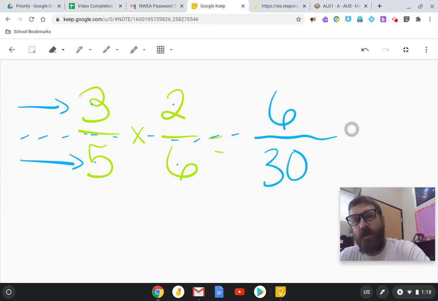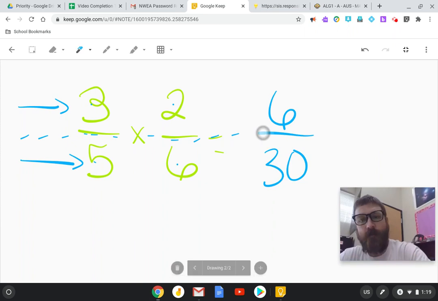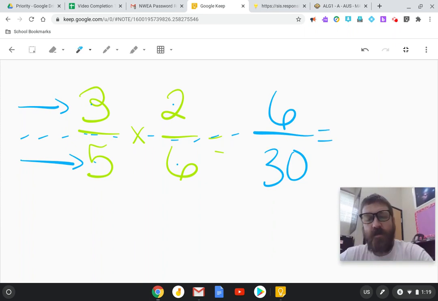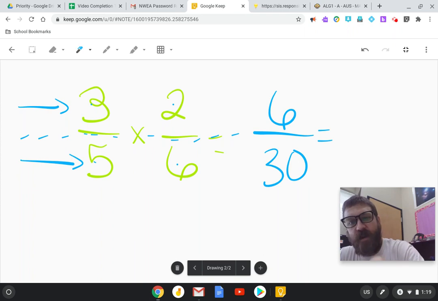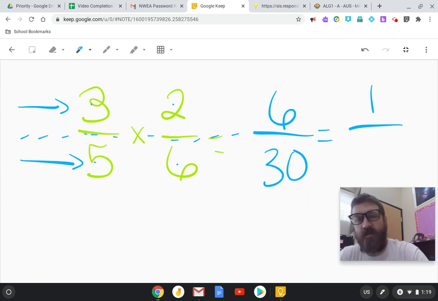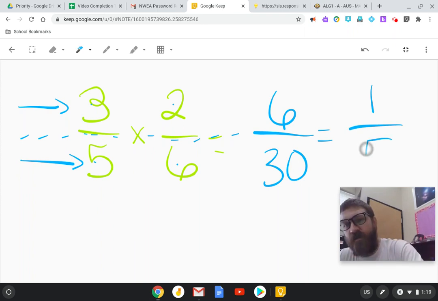And then we have to simplify that if possible. So 6/30, they're both divisible by 6. We did this in a previous lesson where we reduced fractions. So since 6 can be divided by 6, it becomes 6 divided by 6 is 1. 30 divided by 6 is 5.